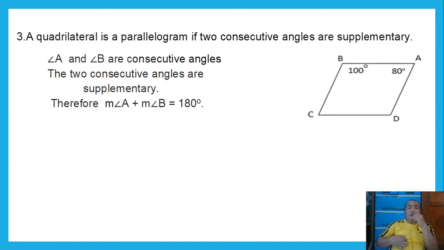Number 3, a quadrilateral is a parallelogram if two consecutive angles are supplementary. So angle A and angle B are consecutive angles. The two consecutive angles are supplementary. Therefore, measure of angle A plus measure of angle B is equal to 180 degrees. Their sum is 180 degrees. So as you can see, 100 plus 80 is 180 degrees. At the same time, what is the measure of angle D? It's equal to angle B, 100 degrees. Angle C is equal to 80 degrees.